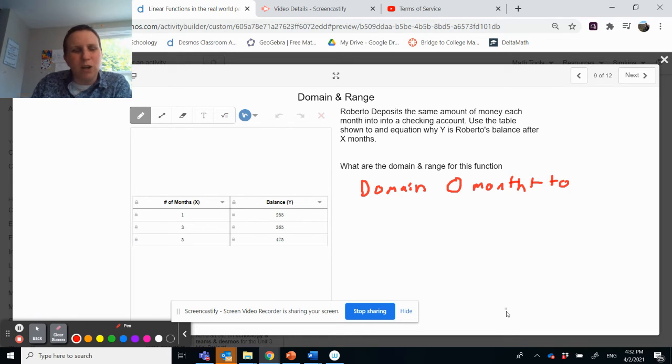to, what's the longest somebody would ever save for? Could somebody save for 10 years? Sure. Could they save for 20 years? Sure. But I feel like Roberto's saving small enough amounts of money that maybe this is a shorter term goal. So I'm going to say 10 years, which is 120 months. Just thinking about what's realistic so I can use that on my graph.